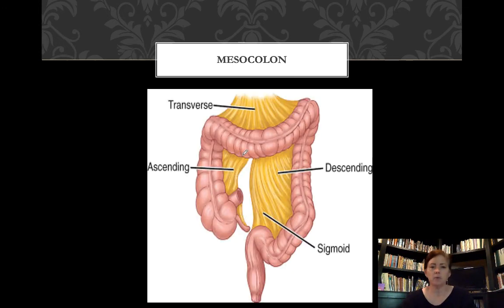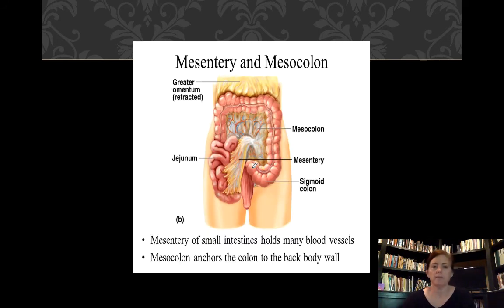And then the mesocolon is this structure here. We have a transverse mesocolon here, and then we're going to have mesocolon that attaches to other parts of the colon, and it basically anchors the intestines to the posterior body wall. So again, it helps to provide some structure to the large intestines. So mesocolon is responsible for anchoring the colon to the posterior body wall to provide some structure.